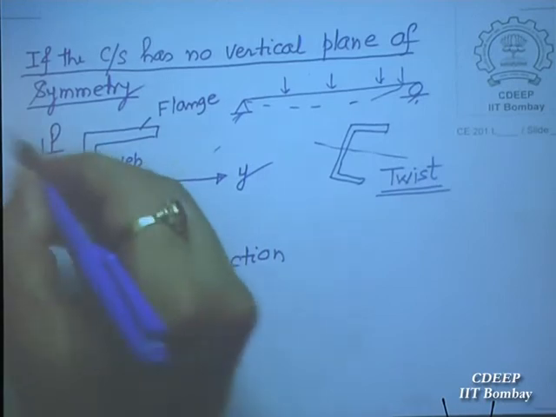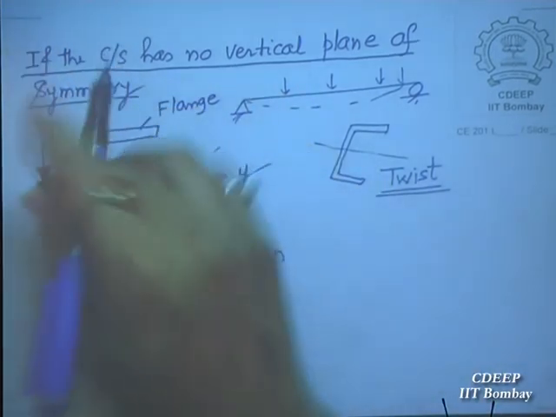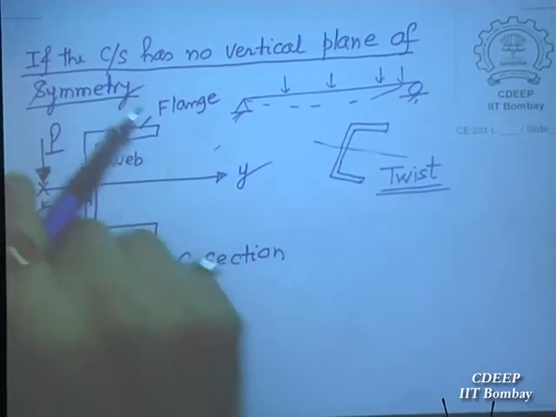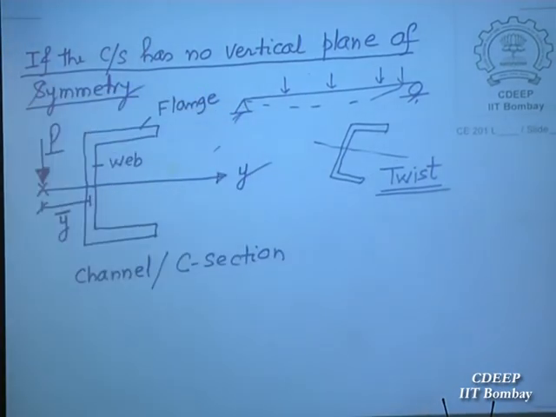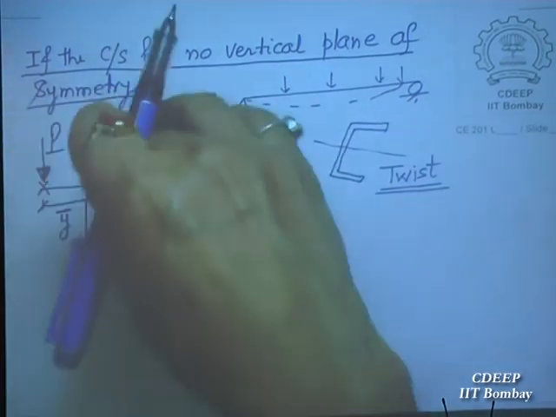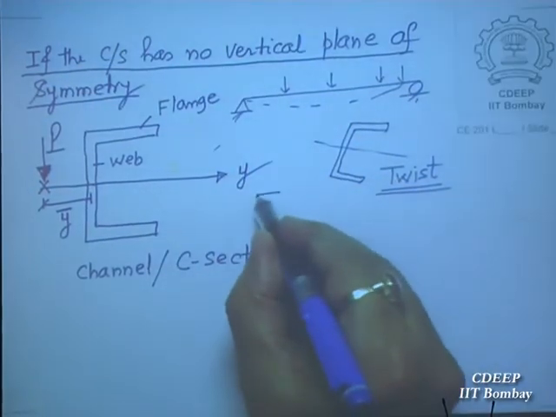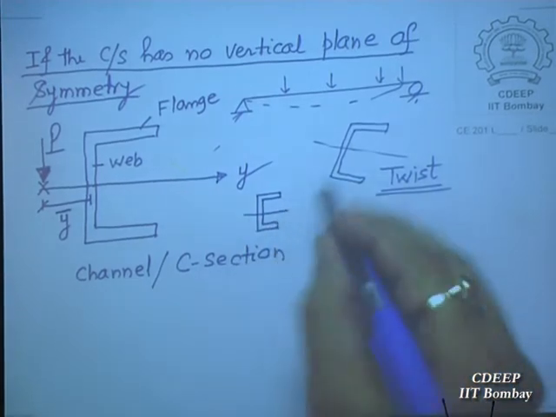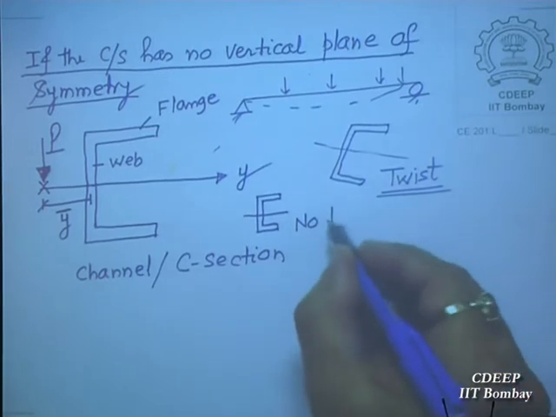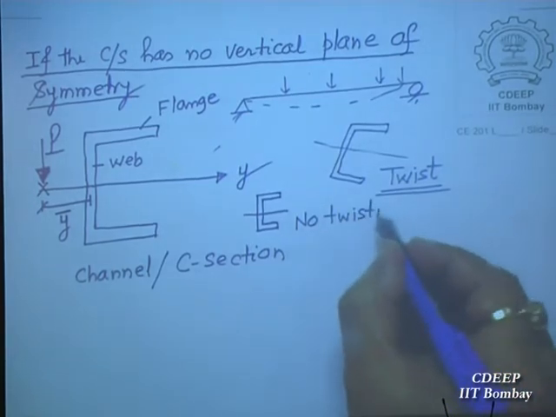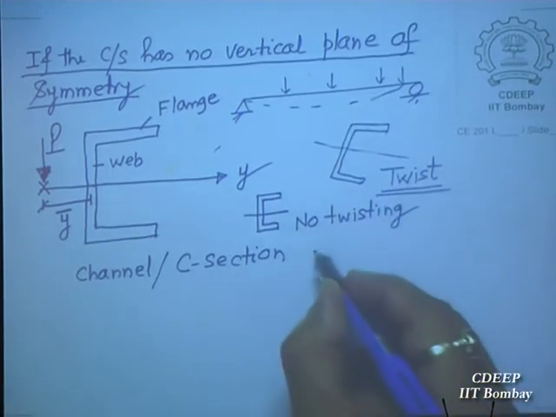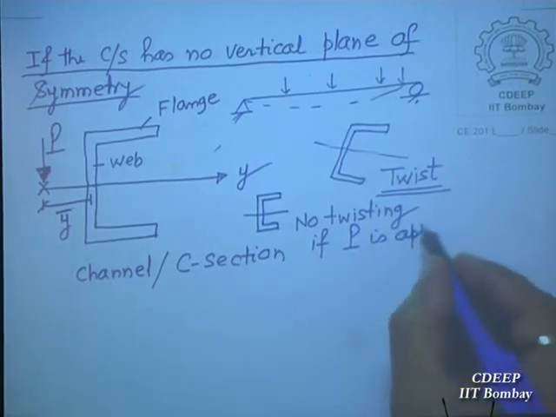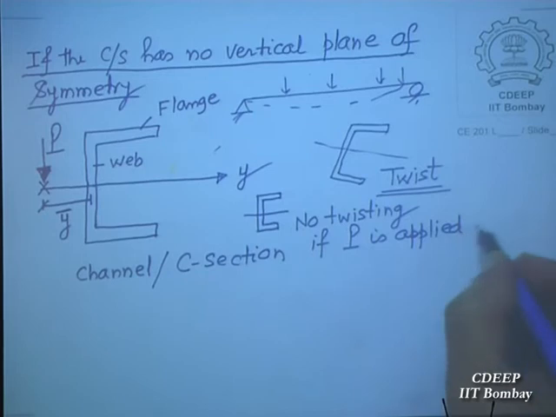P, through this, supposing I weld to this member some small strut and then apply the load here, then you will find that this section will not twist. It will only bend, like in this section. No bending, no twisting. No twisting if P is applied as shown.